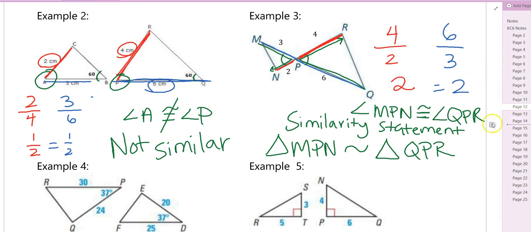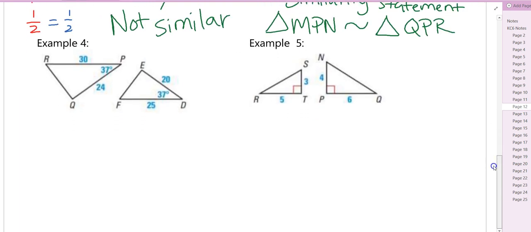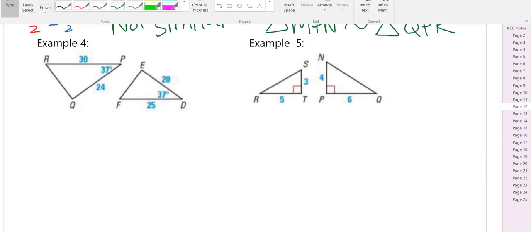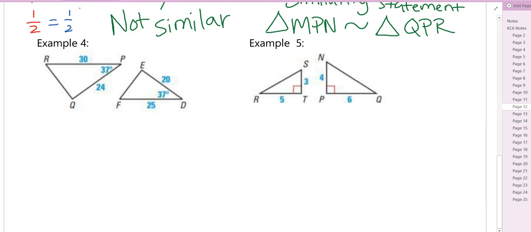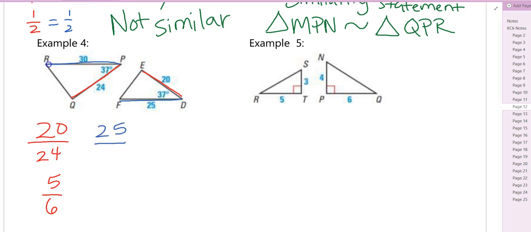All right, let's look at example number 4 and 5. So finding my small side. My small side here, I'm going to look at this triangle. So that's going to be 20. And I'm going to put that over my small side of my other triangle, which should be 24. Go ahead and simplify that in your calculator. 20 over 24 simplifies to 5/6. If I look at my big side now, 25 over 30. That simplifies to 5/6. That's equal. So our sides are proportional.